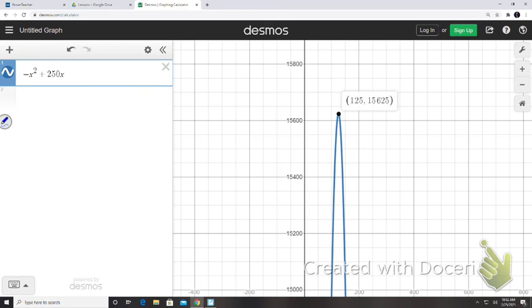Okay, so there is our vertex. What does this tell us? How tall it is? So here's our vertex. What is my x value and what is my y value? 125 and 15,625. Okay, fine, sure. But what does that mean? I think the range is y is greater than or equal to 15,625.